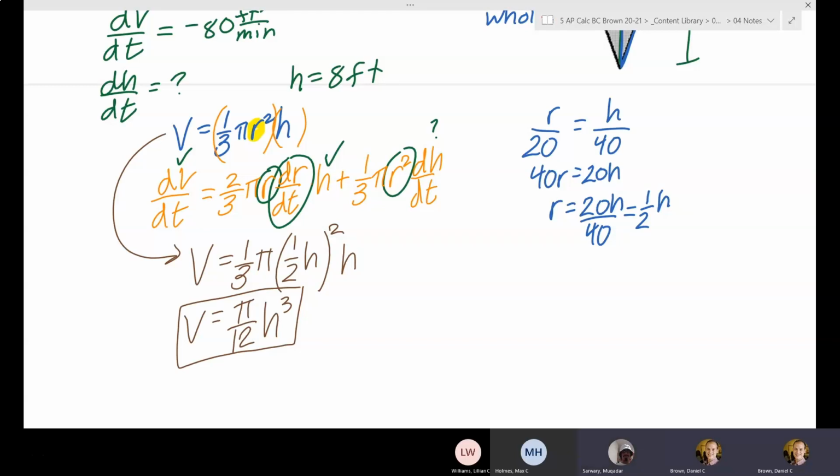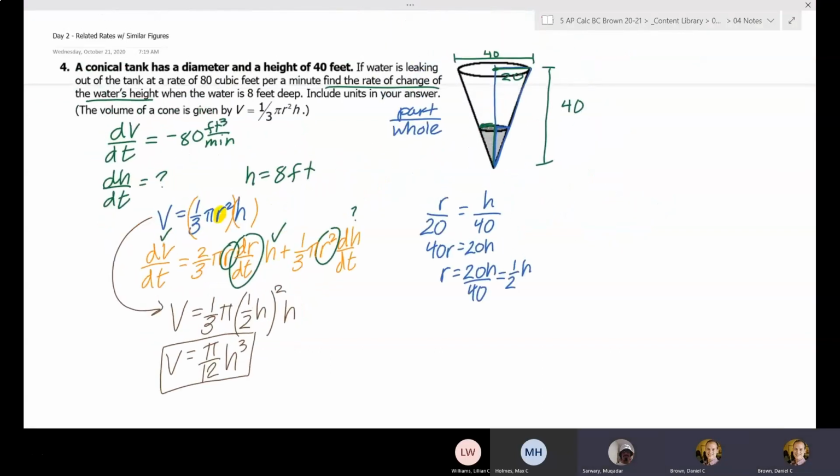Mr. Brown, could you go over how you got that h over 2? I was just confused how you did that. I set it up by looking at part to whole is equal to part over whole, like similar shapes from geometry. So when I'm looking at the r and the h... Yeah, I got you. I just don't remember geometry, so my bad.